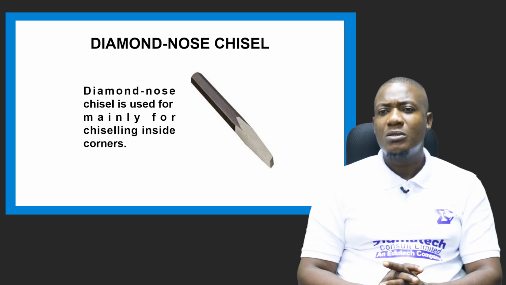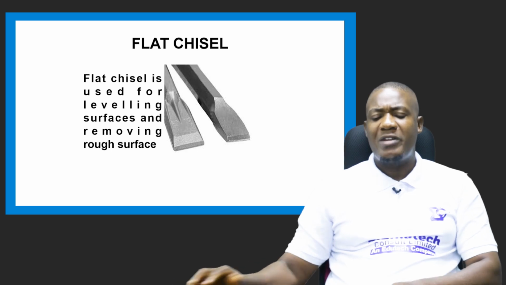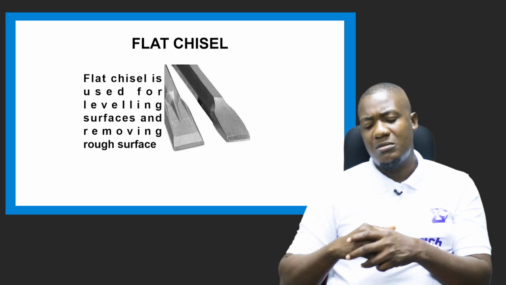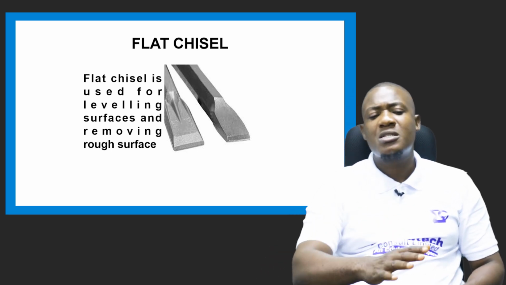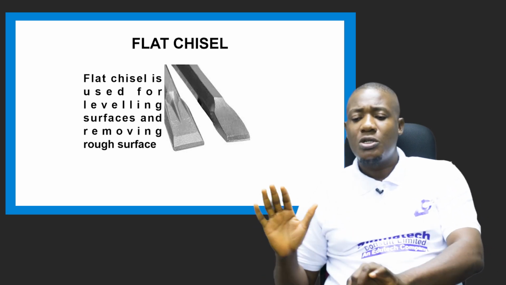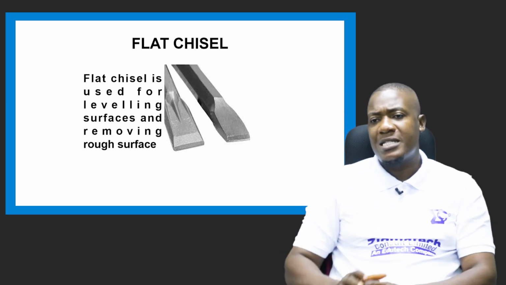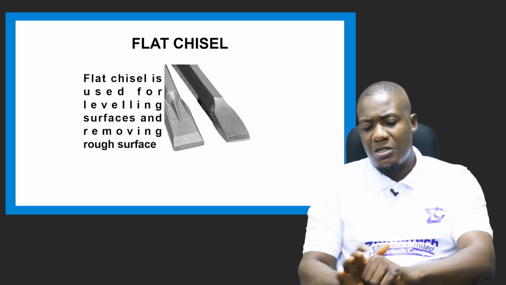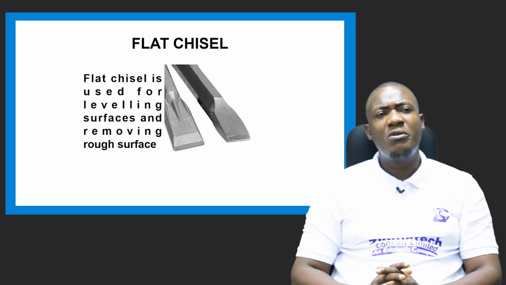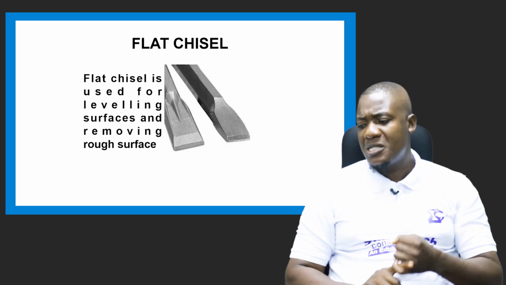Diamond nose chisel is used for that purpose. We also have the flat chisel. You can use this flat chisel to level surfaces, especially when we have rough surfaces on the wood that you're working on. You use it to remove these rough surfaces, like that. When you have it, you just have a kind of hammer on the head. It will remove the rough surfaces on the wood. So flat chisels are basically used for removing rough surfaces.